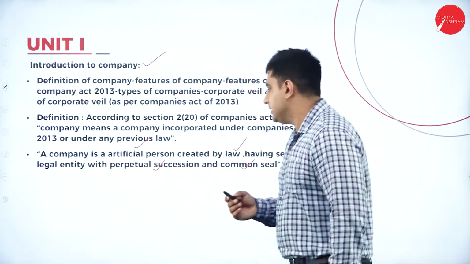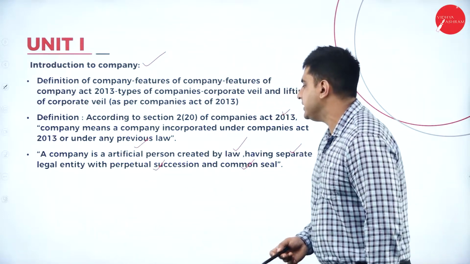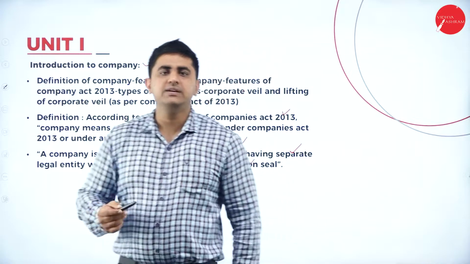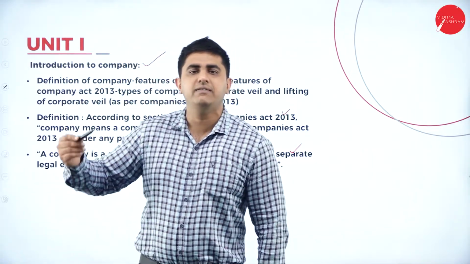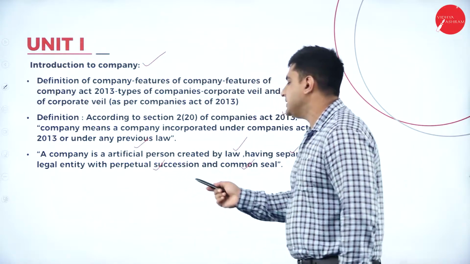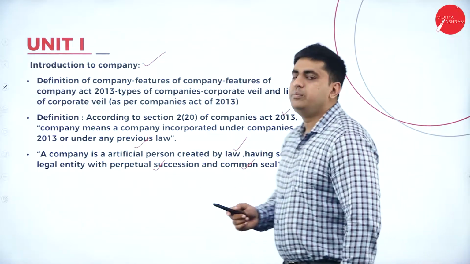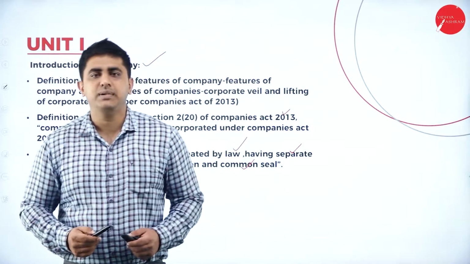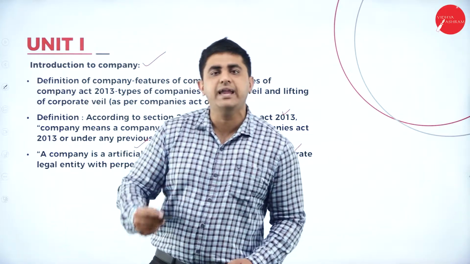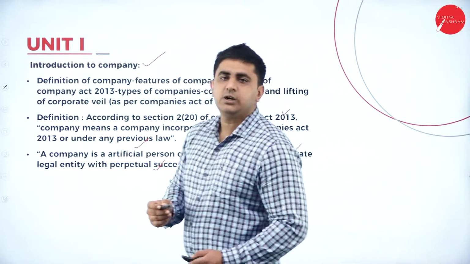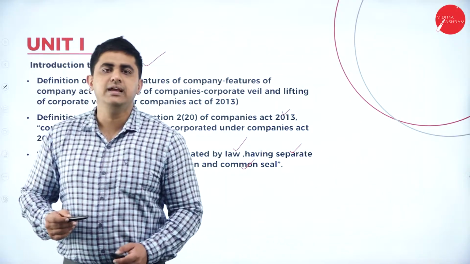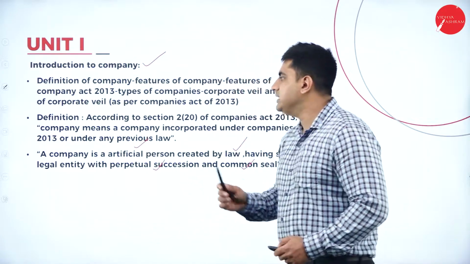Then what is perpetual succession? That is, you are starting the company with an intention that it should go on forever, it should make profit forever. That is perpetual succession. And common seal: because a company is an artificial person created by law, it cannot sign, but it can use its common seal along with the signature of the directors for it to be legally binding. So this is the definition of a company.